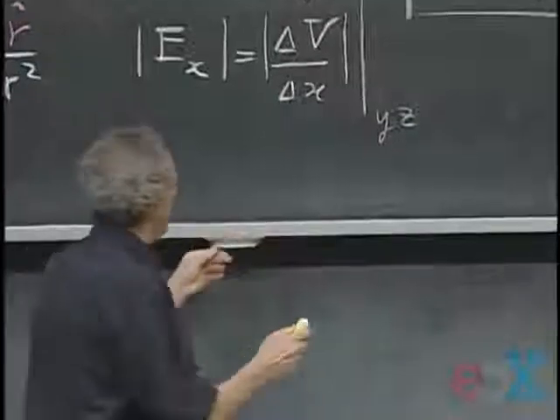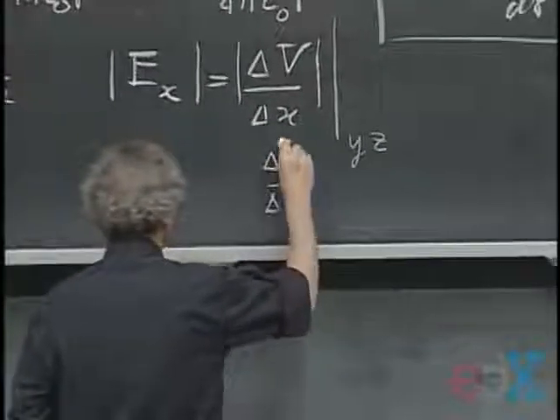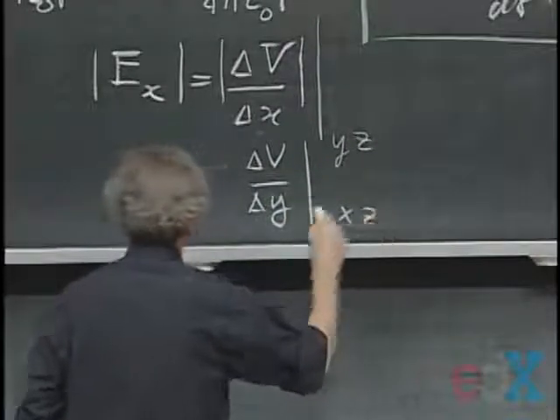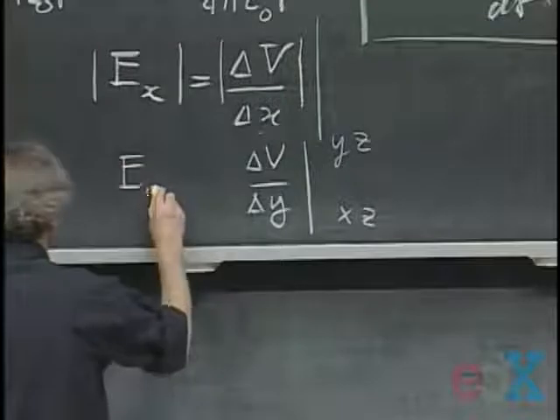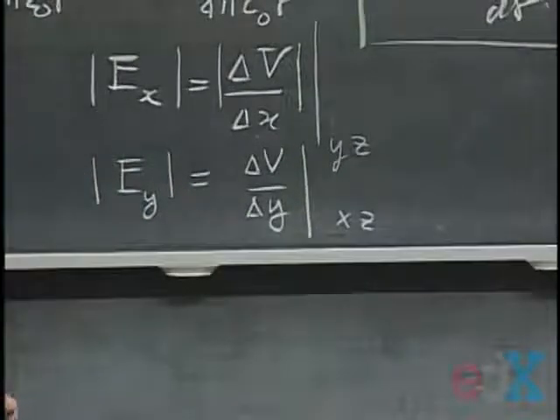And these are magnitudes. But that's why I put these vertical bars here. Equally, if I made a small side step in the y direction, and I measured a potential difference delta V, keeping x and z constant, that would then be the component of the electric field in the y direction.